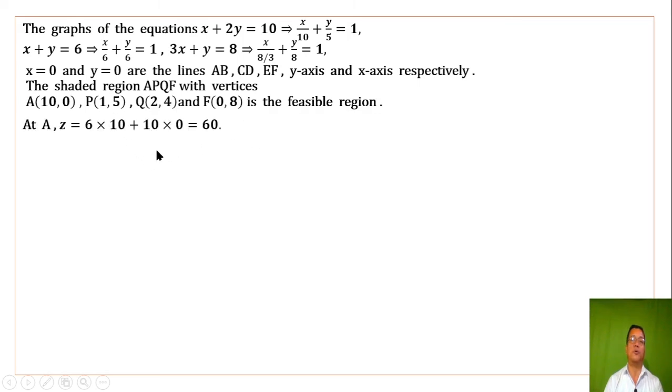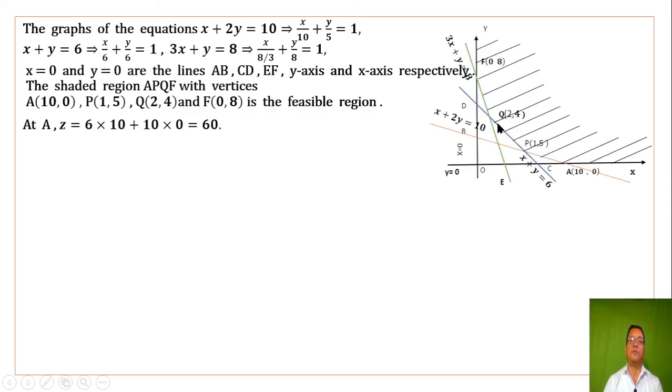P and Q points are obtained by solving the lines, each represented by its equation, and solving them. Then at each point A, P, Q, F, we substitute the coordinates to find the value of Z.